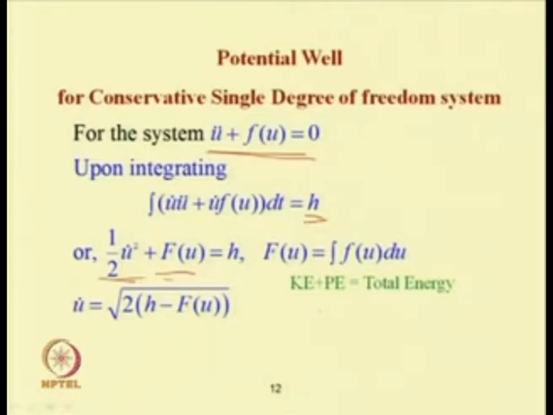So h is the total energy, which means this is the conservation of energy of the system. In this conservative system, kinetic energy plus potential energy equals total energy. The potential energy F(u) equals the integration of f(u) du, and from this we can write u dot equal to root over 2 into h minus F(u). That means, for a particular total energy, if we know the potential energy of the system, then we can find the velocity of the system. So by using this qualitative analysis, we can find the velocity for a given potential of the system.